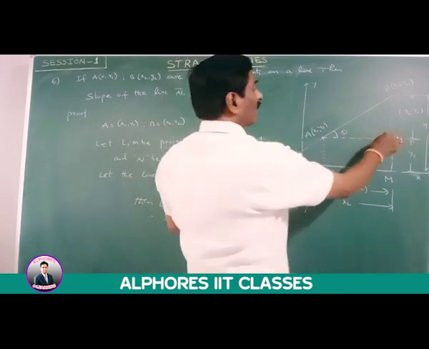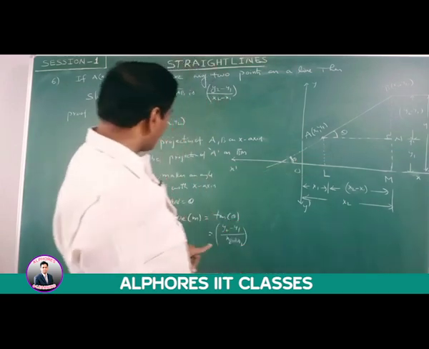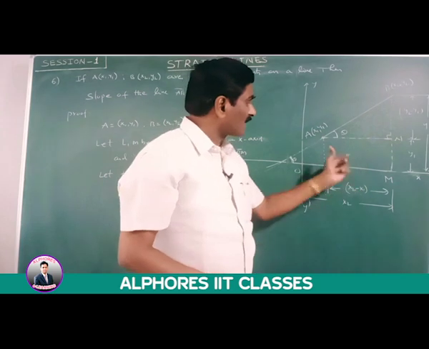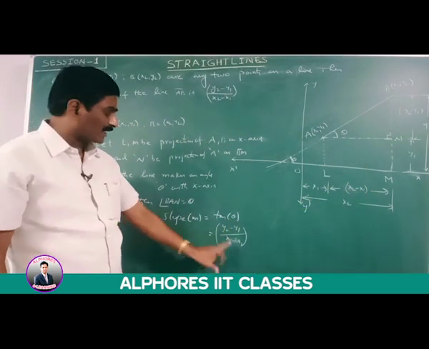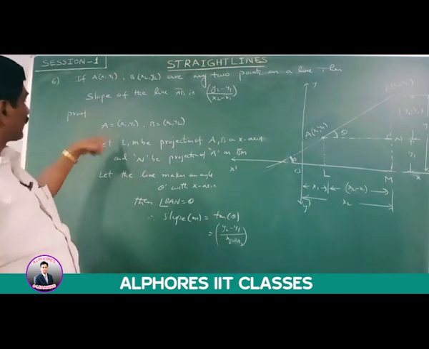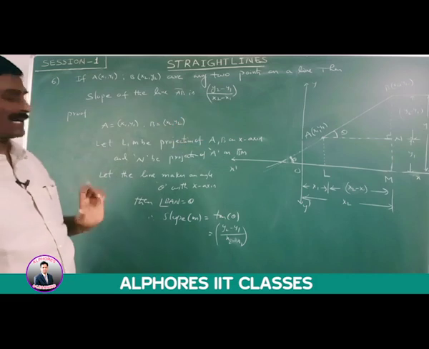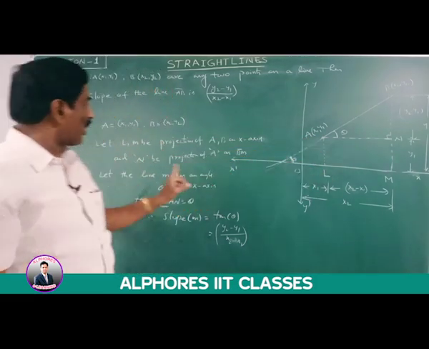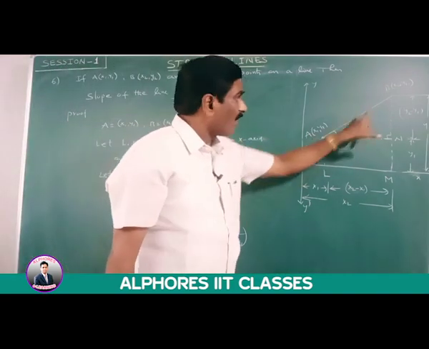Now we find the value of tan theta. In a right angle triangle, what is the value of tan? Opposite side by adjacent. So slope m is equal to tan theta, which is equal to (y2 minus y1) by (x2 minus x1). Therefore the slope of this line is (y2 minus y1) by (x2 minus x1). Please note these values. In this proof, A(x1, y1) and B(x2, y2) are given points. Let L, M be the projections of A, B on the x-axis, and N be the projection of A on the line BM.